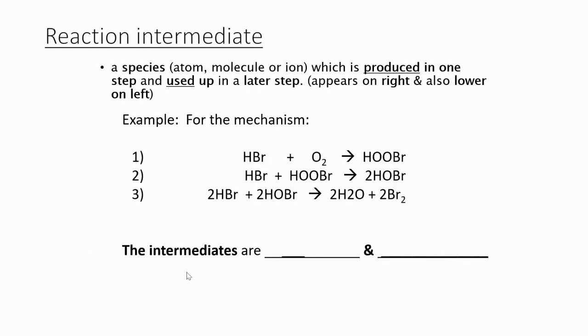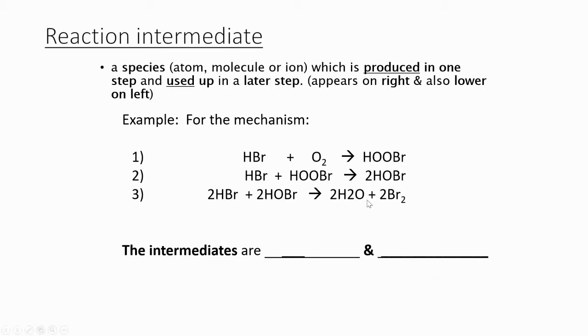All right, so let's talk about reaction intermediates. This is a species, atom, molecule, or ion, which is produced in one step and used up in a later step. We'll talk about catalysts later on, where you have them introduced at the beginning and they go out at the end, but we're talking about intermediates. I'll tell the difference between those later on. So produced on the right, used on the left.